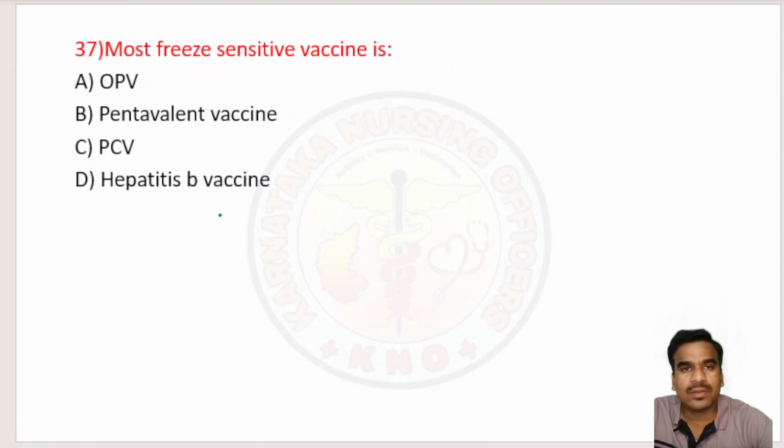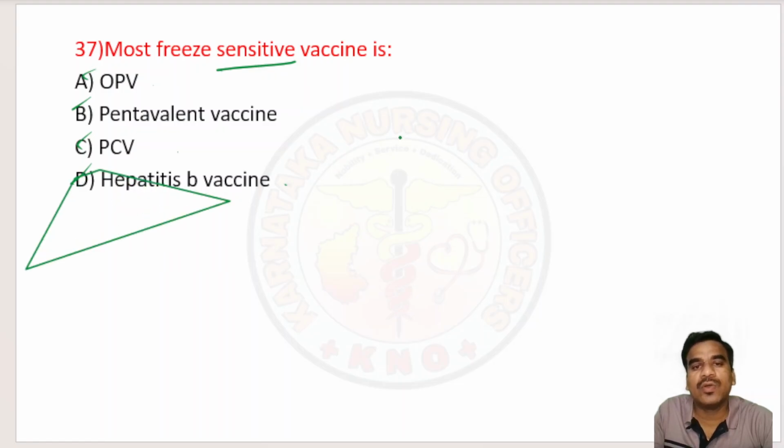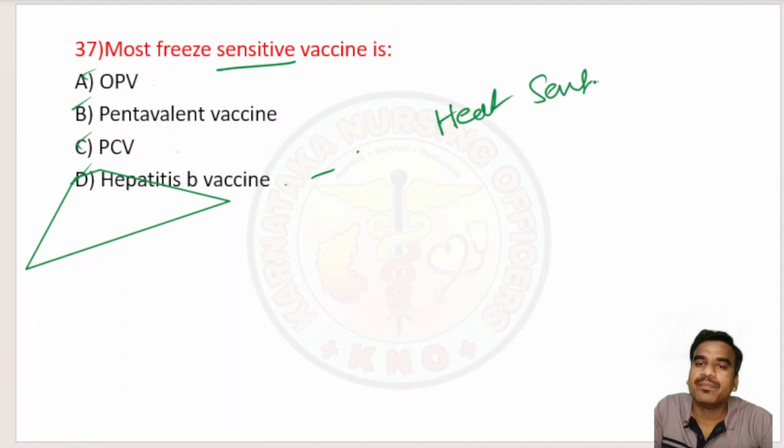Then question number 37, the most freeze sensitive vaccine is the, so here we can see the options OPV, pentavalent vaccine, PCV and hepatitis B. Okay, these are the four options. Here we can see that hepatitis B is the most cold or freeze sensitive, or cold sensitive we can call. So heat sensitive and cold sensitive.